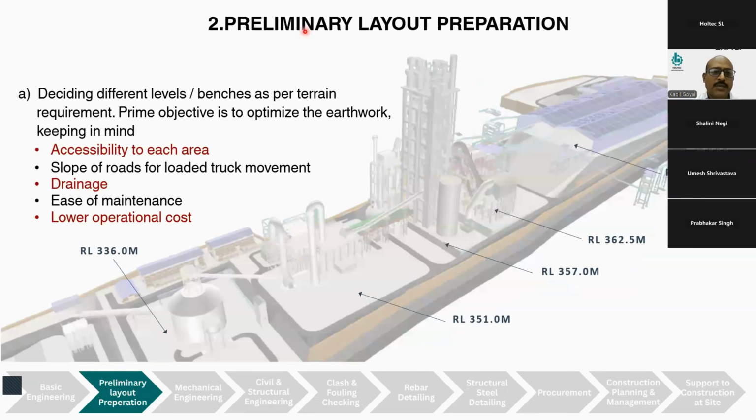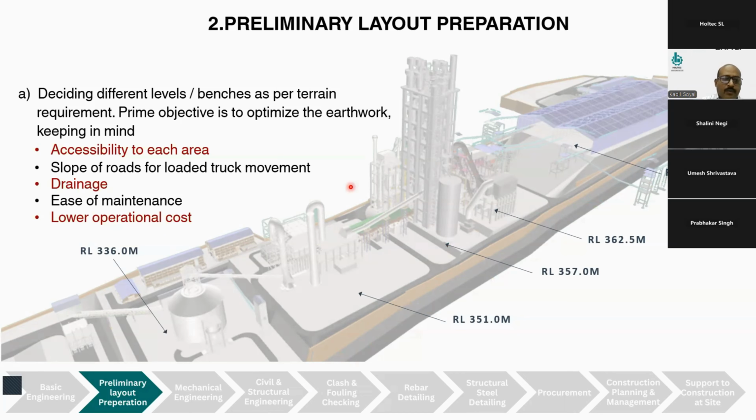The second important step is preliminary layout preparation. The land is bought by the client according to the size required for the plant. And we start working on the contours available through the land survey, to decide how many benches are to be prepared. If it is a plain terrain, a single bench can do. But if there is a hilly terrain, then you need to make more benches. Here is a typical example where we have constructed five odd benches, and the levels you can see here range from 384 to 336, almost 50 meters of difference.